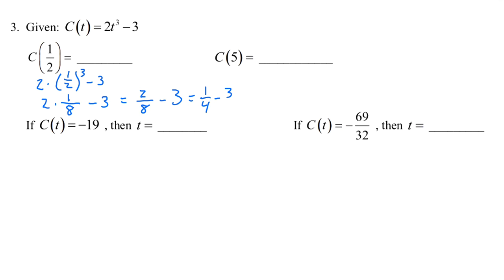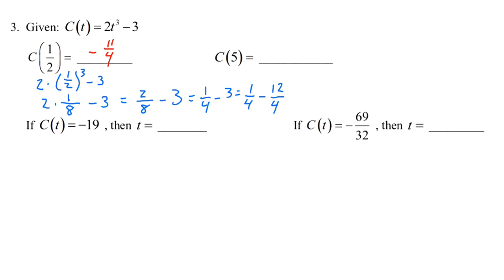And in order to subtract with fractions, you have to have a common denominator, which would be 4. So this becomes 1/4 minus 12/4, because 12/4 is equivalent to this 3. And then 1/4 minus 12/4 will give us -11/4 for an answer. And you can do the same kind of thing with the 5 for evaluating this.